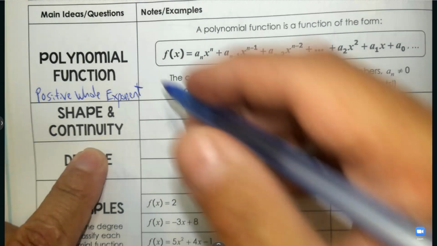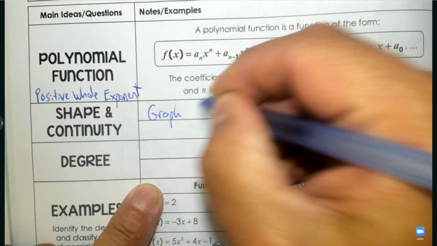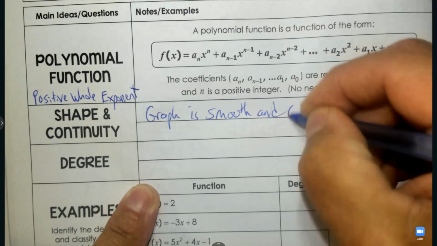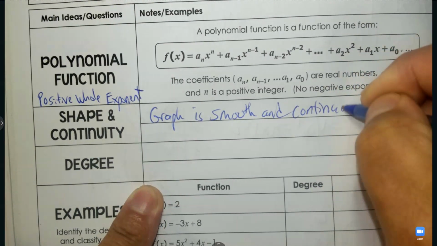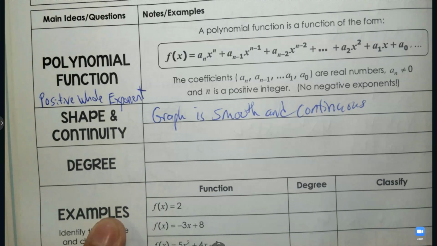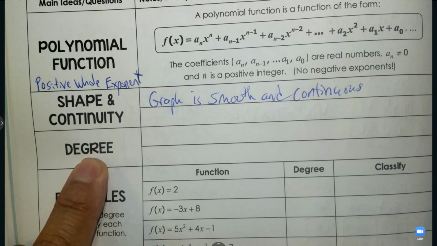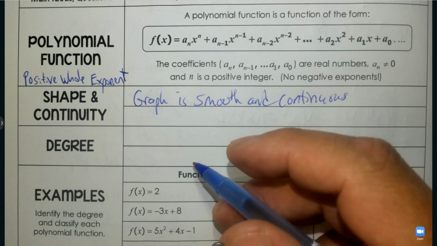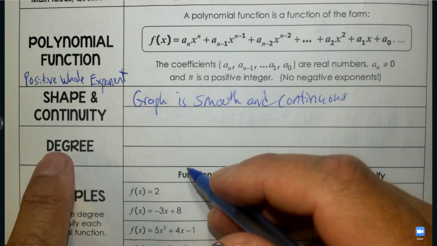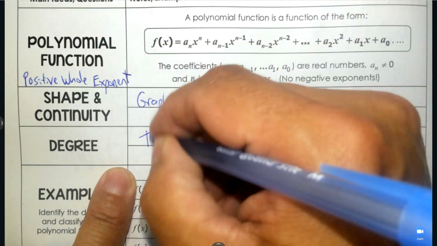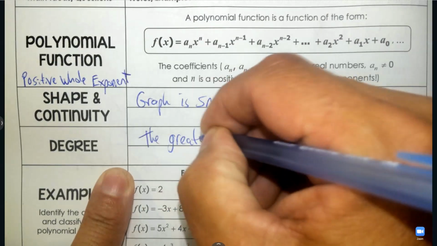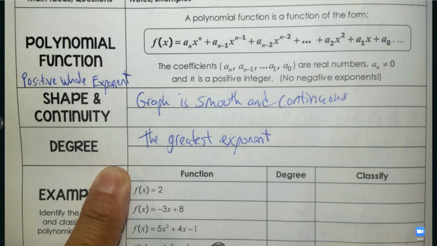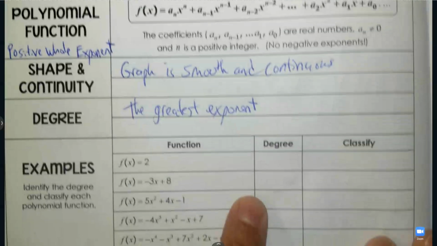The shape and continuity: the graph of a polynomial is smooth and continuous. No breaks, no holes, no asymptotes, no sharp corners. Degree, this is a unique word for polynomials. Degree can mean a bunch of different things, but in this case, degree means the greatest exponent. And the degree tells you what type of polynomial it is. So when you look at the greatest exponent, it tells you.